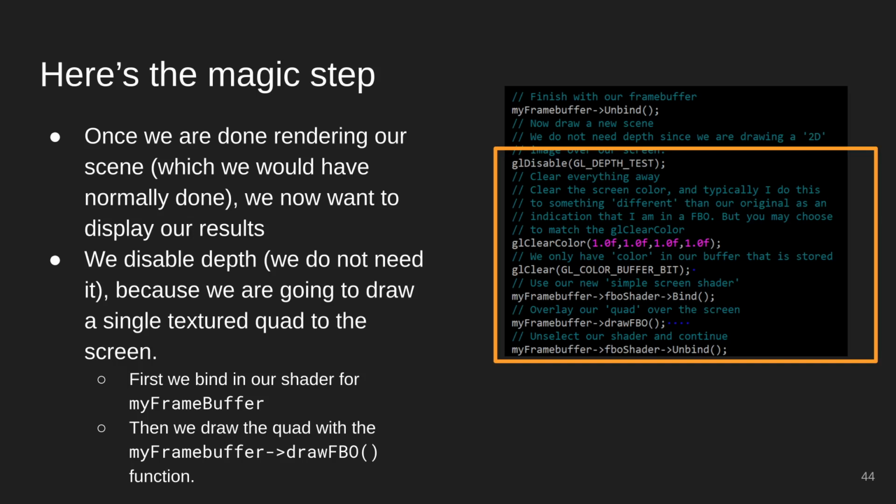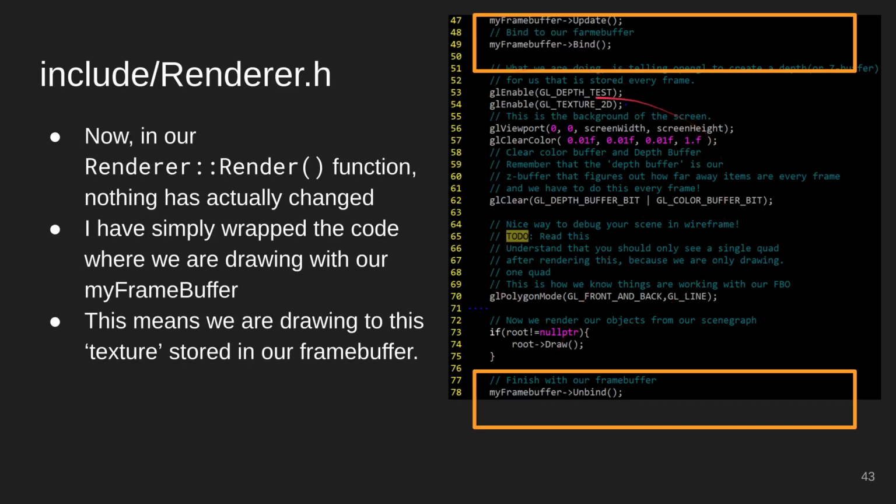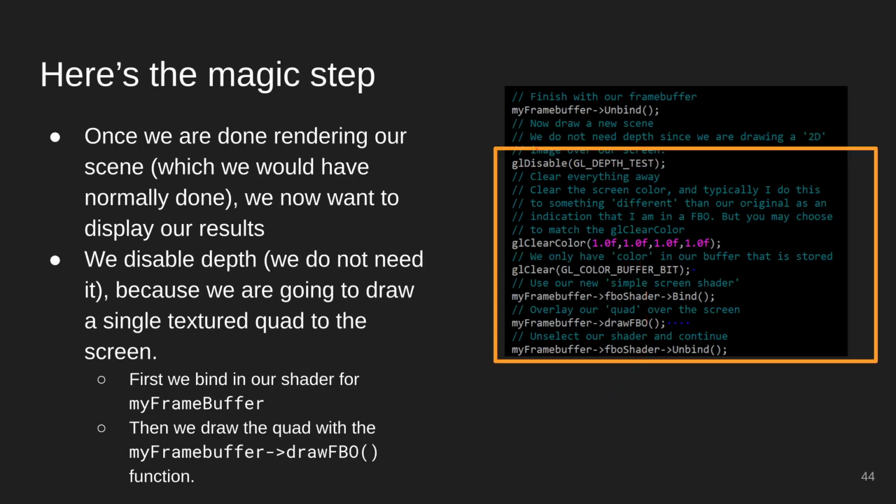Okay, so the magic step actually occurs, though. I said there'd be a little bit of magic here when we are finished with our frame buffer. So again, the rendering stage here, we update our frame buffer, select it, and then here again, we're just doing our normal drawing of the geometry, all the normal stuff here. But then when we're finished with our frame buffer and unbind from it, here's what we do that's a little bit strange. So we unbind, and then we disable the depth test.